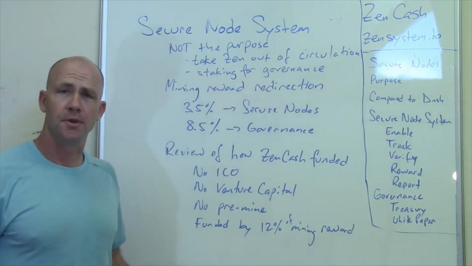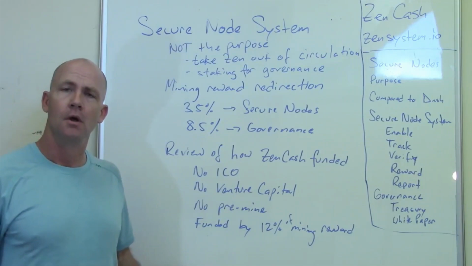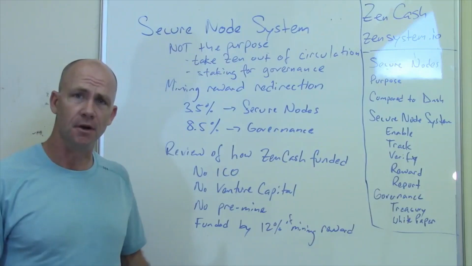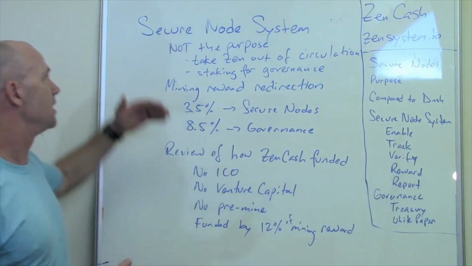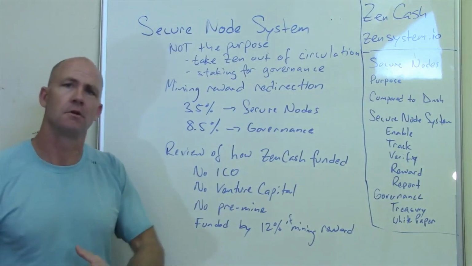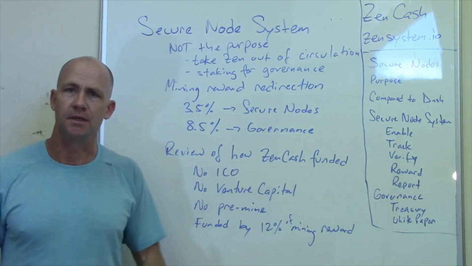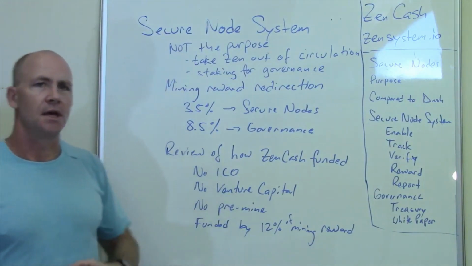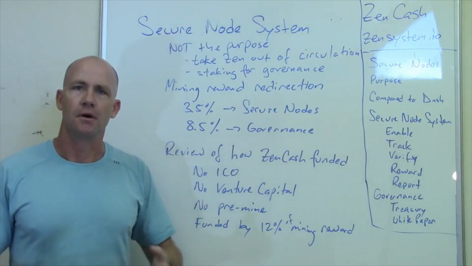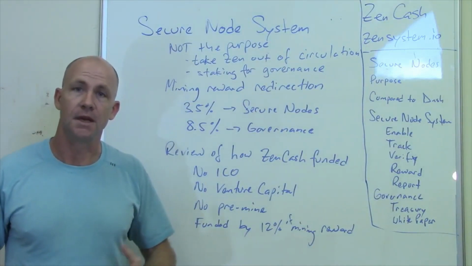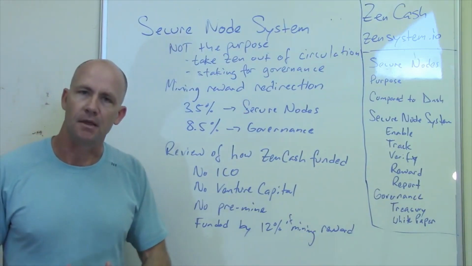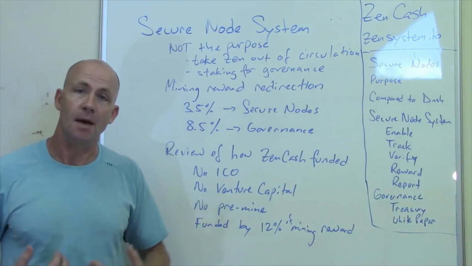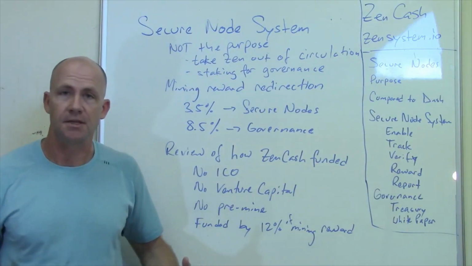Okay, so I told you what the purpose of secure nodes was. One of the things I want to talk about is what is not the purpose of secure nodes. The purpose of secure nodes is not to take Zen out of circulation in order to artificially raise the price. Don't really see that there's a need to do that. And also, don't see that secure node operators are going to be the entire set of governance. So many people that come to our community in Slack and ask questions compare it to Dash masternodes. And I'm a Dash masternode owner, and I think Dash has a great system.